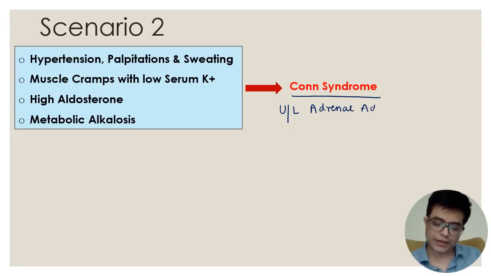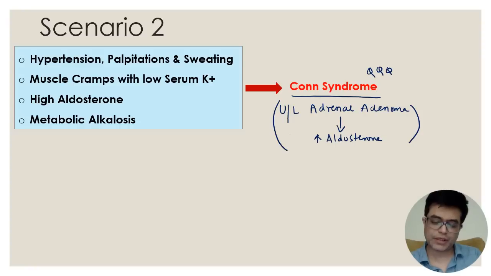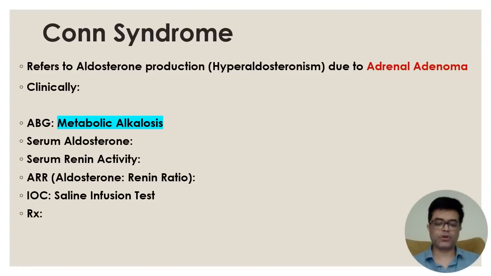Unilateral adrenal adenoma which produces large amounts of aldosterone. This syndrome is called Conn syndrome. Conn syndrome has been asked at least 3 times in your FMG past papers. So let us do a rapid fire review of the topic of Conn syndrome.